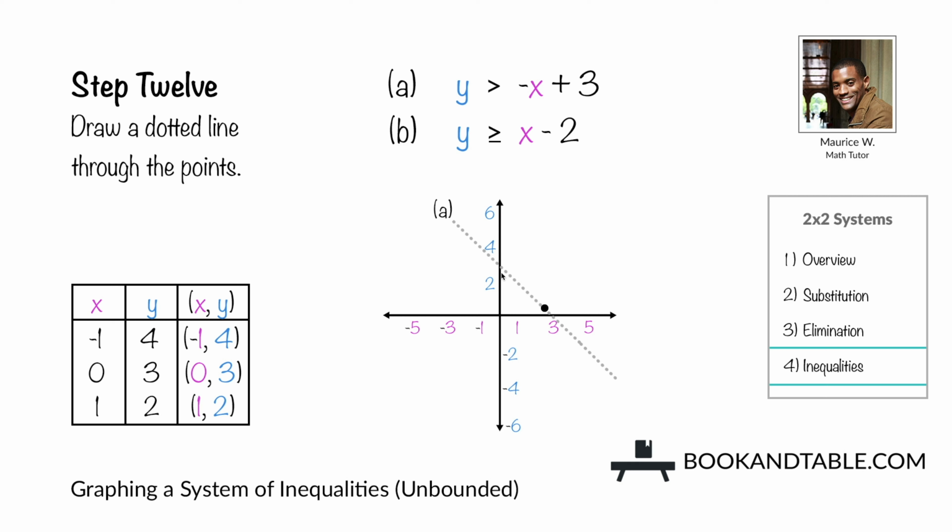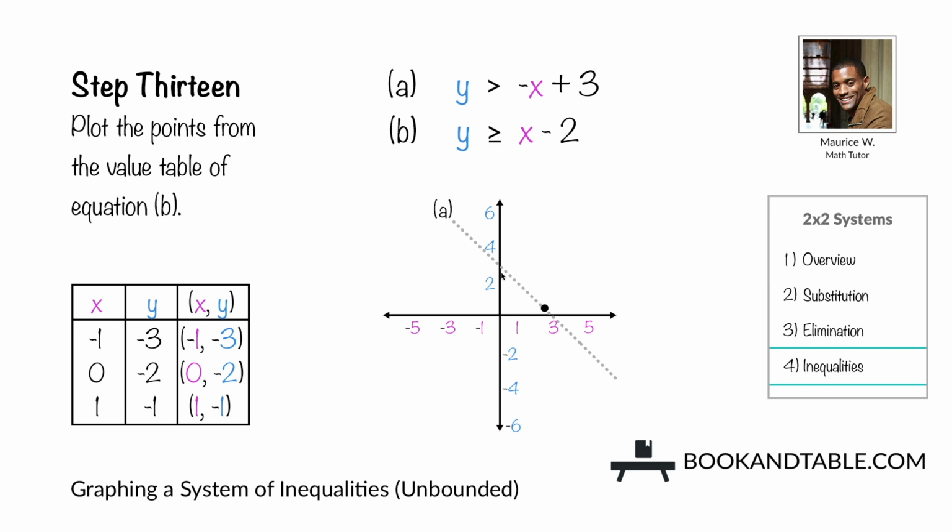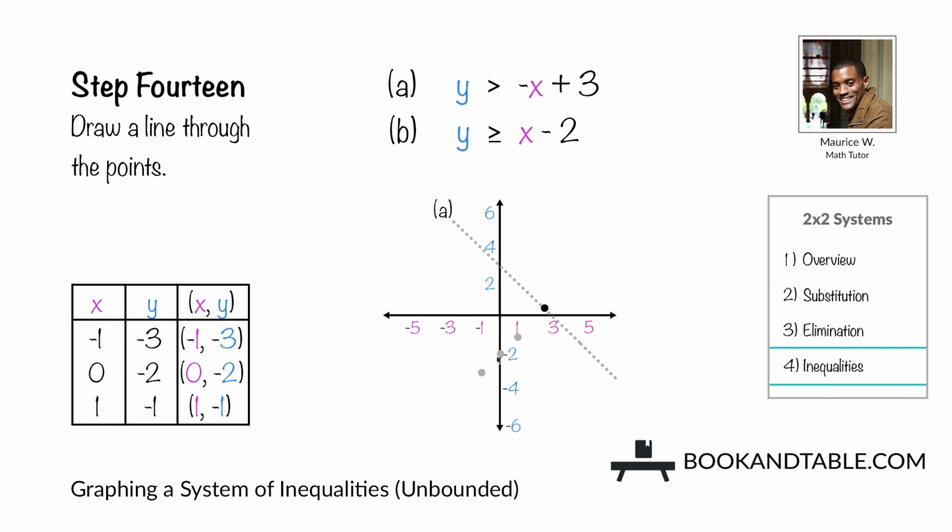But before we shade the area that represents the solutions for inequality A, we're next going to sketch the line for equation B. So step 13, plot the points from the value table of equation B. So the first point is -1, -3. So you go to your coordinate plane and plot the point. The next point is 0, -2. So you plot the point. And the third point is +1, -1. Plot the point.